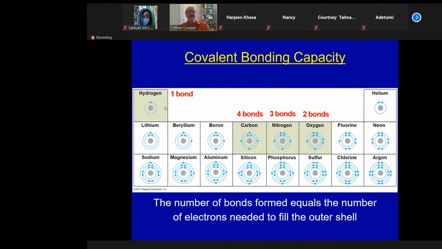So if we look again at these electron configurations for these big 4 elements, the ones we care about the most here, you can see where the number of covalent bonds comes out. It basically has to do with how many holes are in the outer shell. Hydrogen has 1 hole, it forms 1 bond. Sharing 2 electrons fills up its outer shell. Oxygen has 2 holes, 2 bonds. 3, 4.